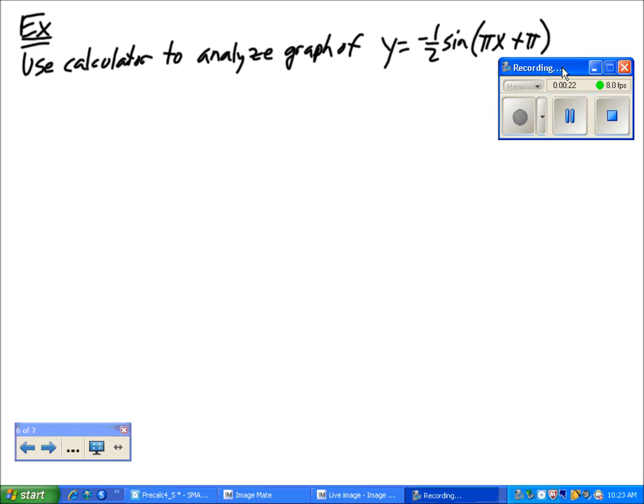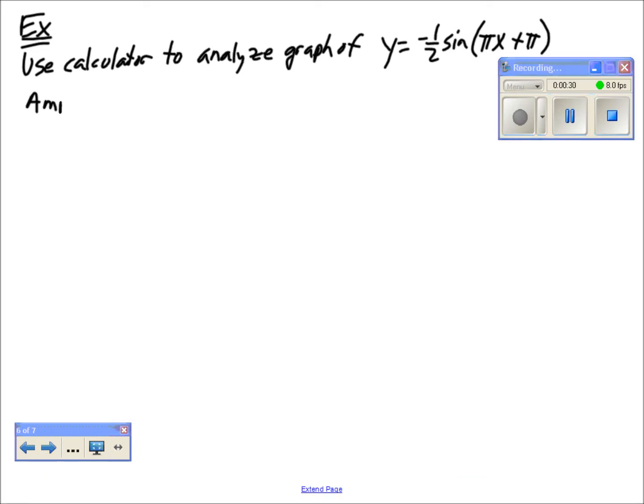First of all, you know how y equals a sine bx minus c plus d, right? So let's think about our amplitude first. Our amplitude is the absolute value of that negative 1/2, so our amplitude is a half. Now the negative there is also going to reflect it about the x-axis. It's just going to flip it over, okay?